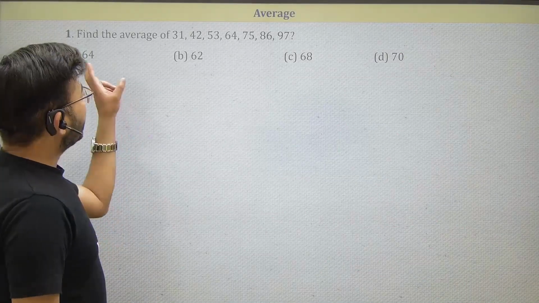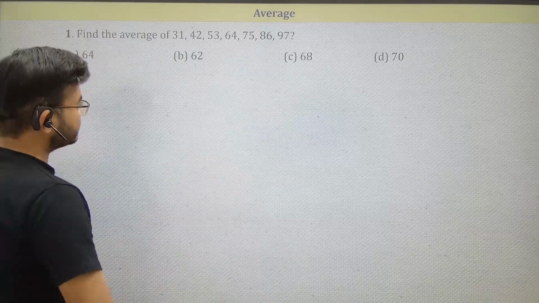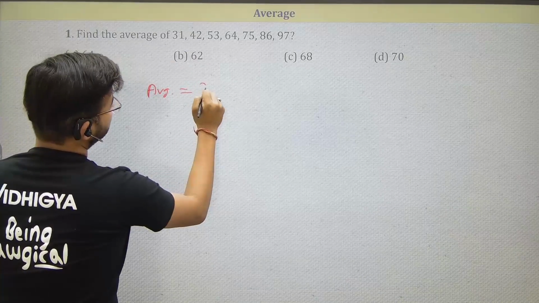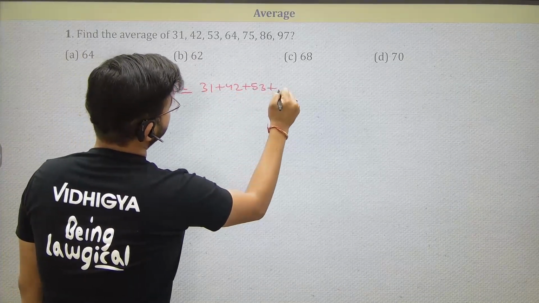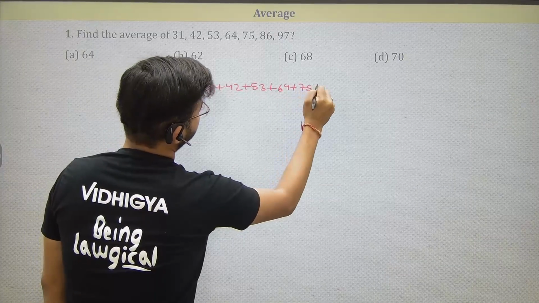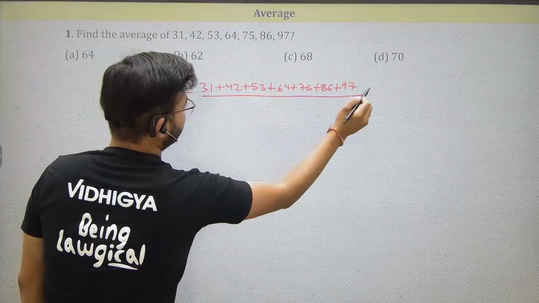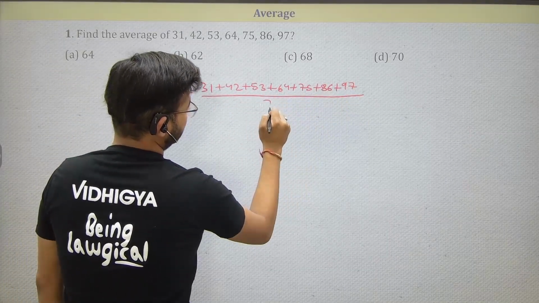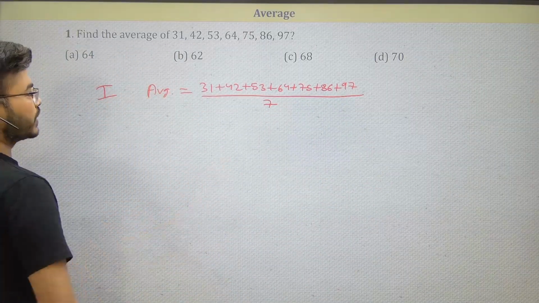First, average of 31, 42, 53, 64, and so on. So average basically means sum of the numbers. So that is 31 plus 42 plus 53 plus 64 plus 75 plus 86 plus 97 divided by the number of terms. So 1, 2, 3, 4, 5, 6, 7, divide by 7. So this is the first method by which you can do it.